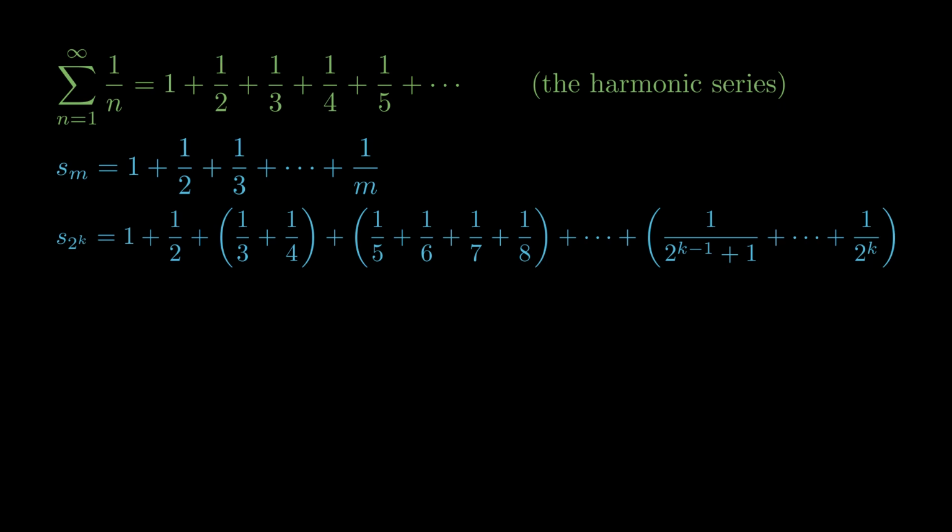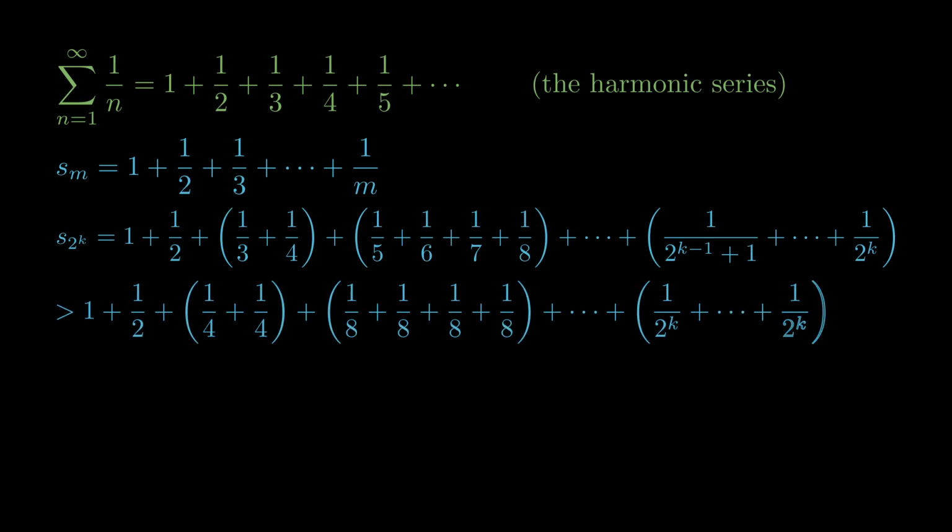And then we apply the same inequality to decrease each term to the lowest term within its set of parentheses, writing that the whole sum is greater than 1 plus a half plus a fourth plus a fourth plus an eighth plus an eighth plus an eighth plus an eighth, and so on, and then our last set of parentheses will be a 1 over 2 to the k plus and so on, plus 1 over 2 to the k. So we've made each of those terms smaller as well, and by construction there will be exactly 2 to the k minus 1 of those terms, and so that whole sum will also be 1/2.